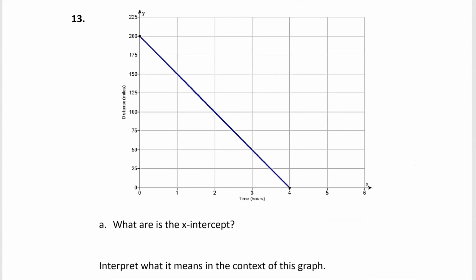Taking a look at the graph for number 13, what is the x-intercept? Well, the x-intercept is at 4, 0.